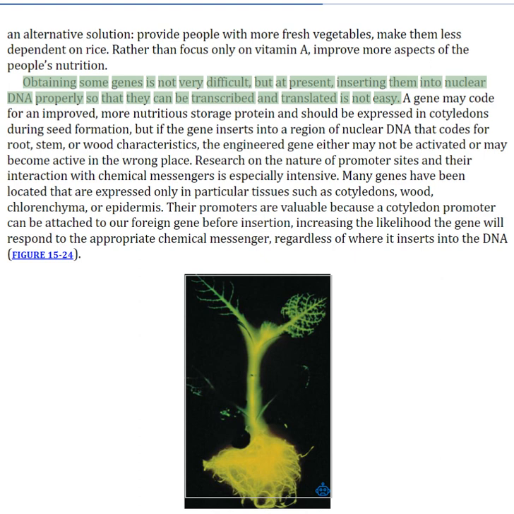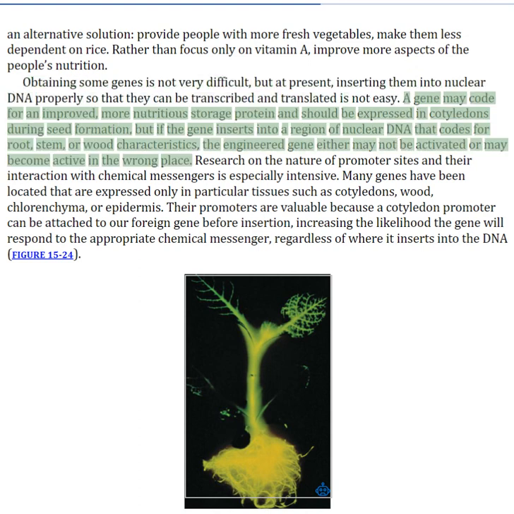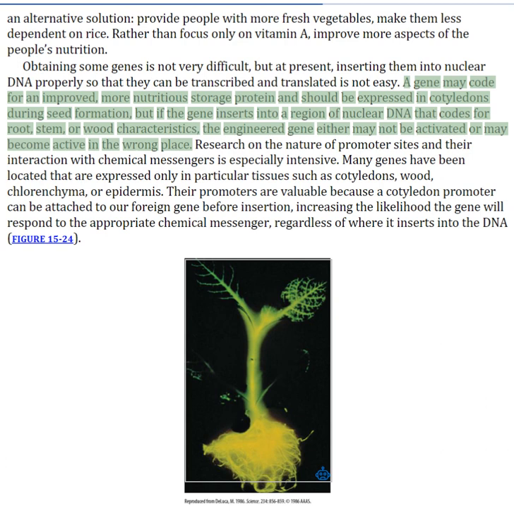Obtaining some genes is not very difficult, but at present, inserting them into nuclear DNA properly so that they can be transcribed and translated is not easy. A gene may code for an improved, more nutritious storage protein and should be expressed in cotyledons during seed formation, but if the gene inserts into a region of nuclear DNA that codes for root, stem, or wood characteristics, the engineered gene either may not be activated or may become active in the wrong place.